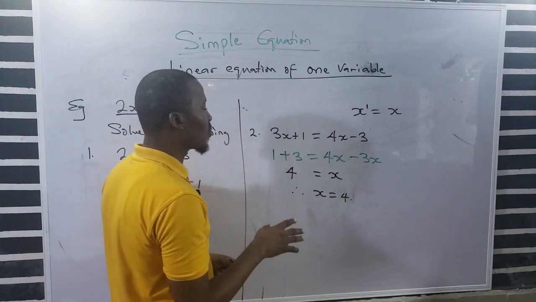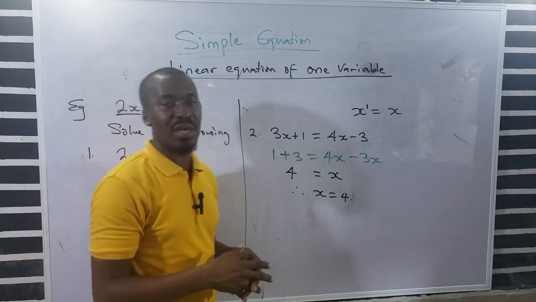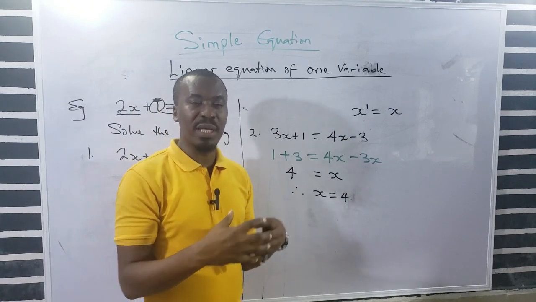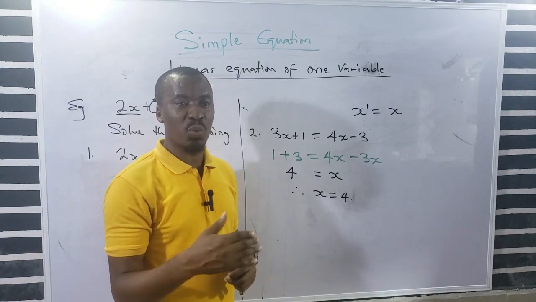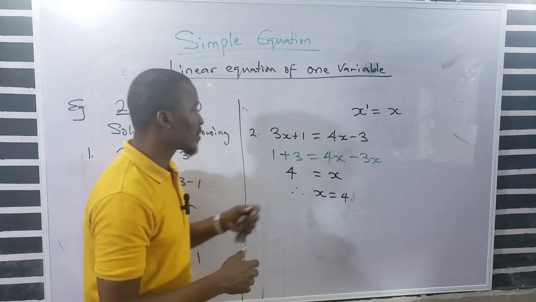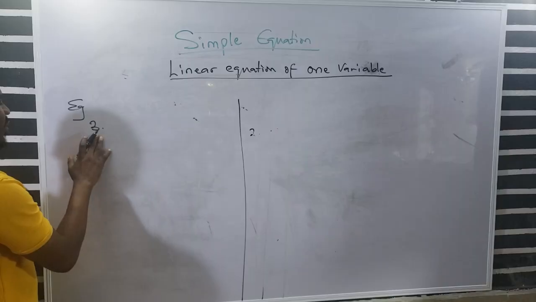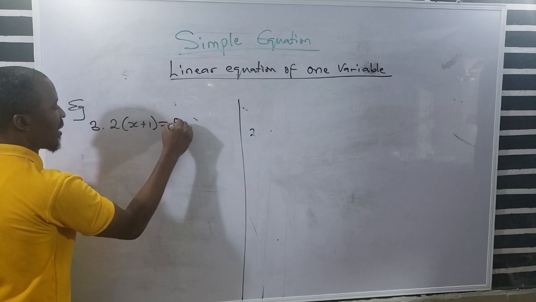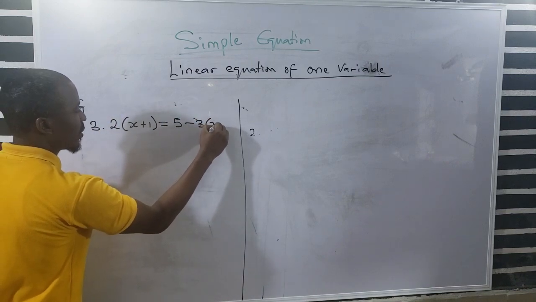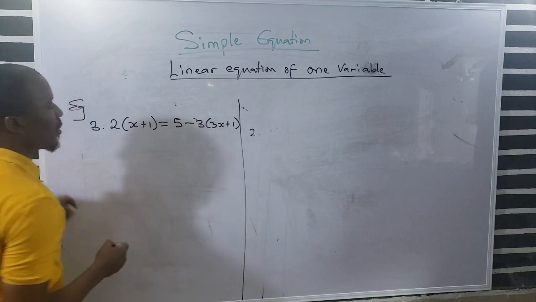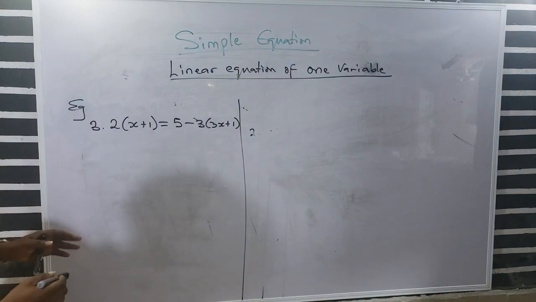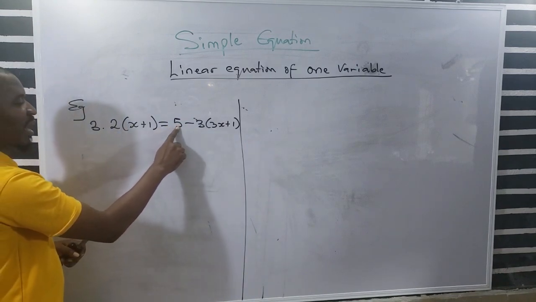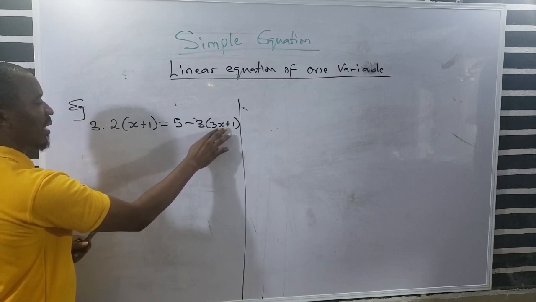In the next question, we are going to look at the case where we have a bracket covering a particular expression or holding a particular expression together. In such a case, what are we going to do? Okay, so let us look at that question now. Let us have number 3: 2 into (s plus 1) equals 5 minus 3 into (3s plus 1). Okay, so you can see our question now.